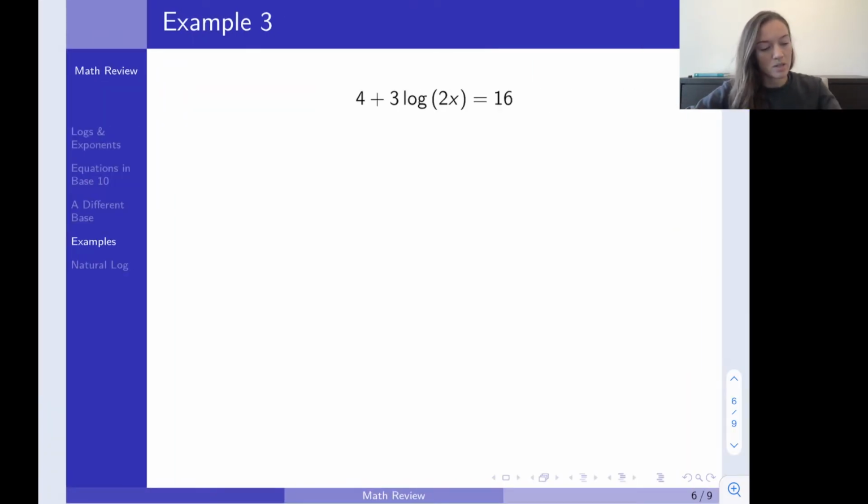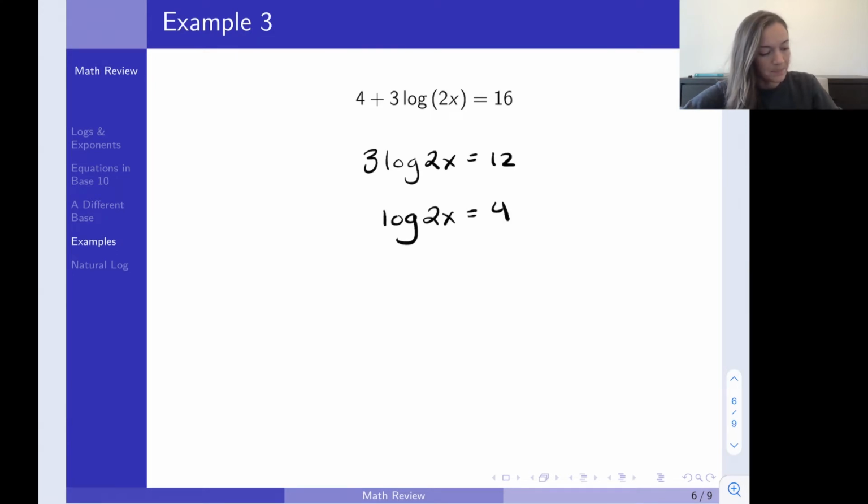So this one, since we don't have a base listed, we're going to assume base 10. So I can't just dive right in here and raise everything to 10. Because 10 to the 4 plus 3 log 2x, that doesn't really help us right away. So what we want to do is simplify our equation so that we have just log equals some number. So I'm going to simplify this a little bit so that we have 3 log of 2x is equal to 12. And then I'm going to divide both sides by 3 so that I get log of 2x is equal to 4.